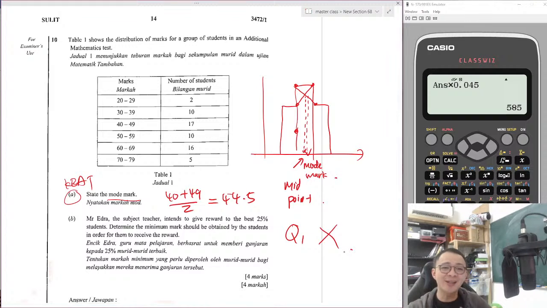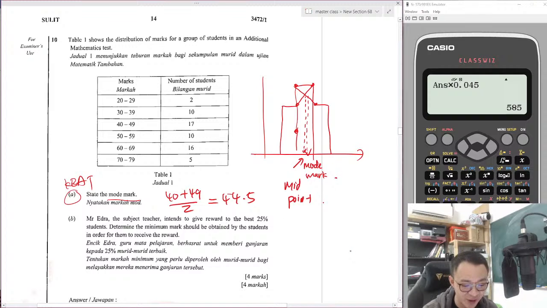Because Q1 starts calculating from the 0 frequency until the first quarter. So therefore, the best 25% actually means the top 25%. So it should be the third quarter, which is Q3. Okay, so you must be very careful, because some students see 25%, they are so happy, they straight away do Q1 and then they get it wrong.